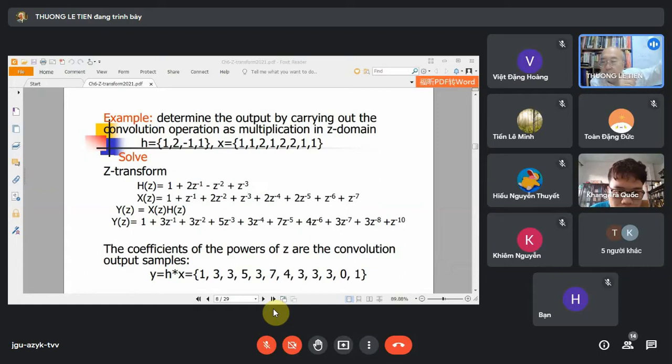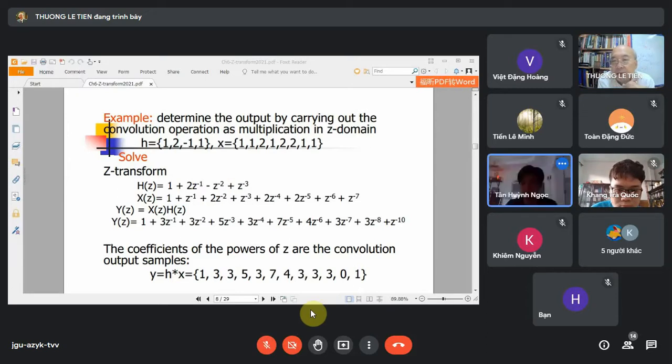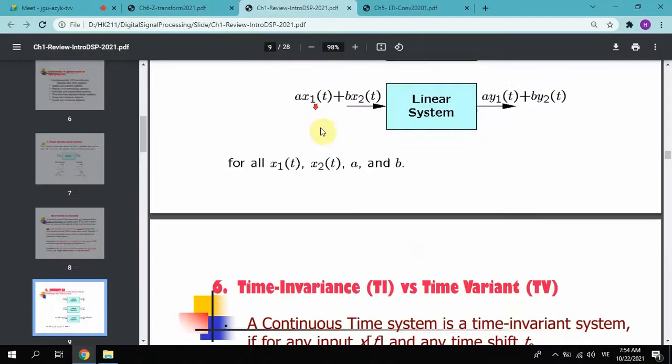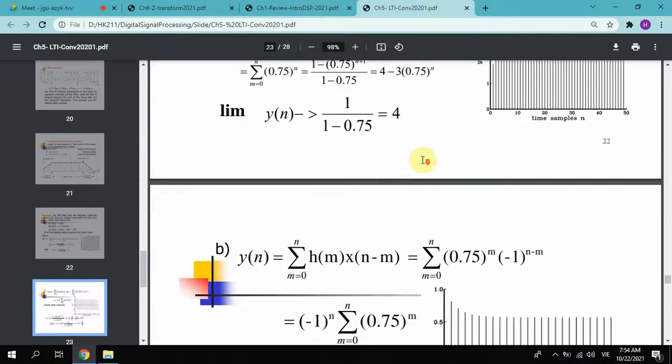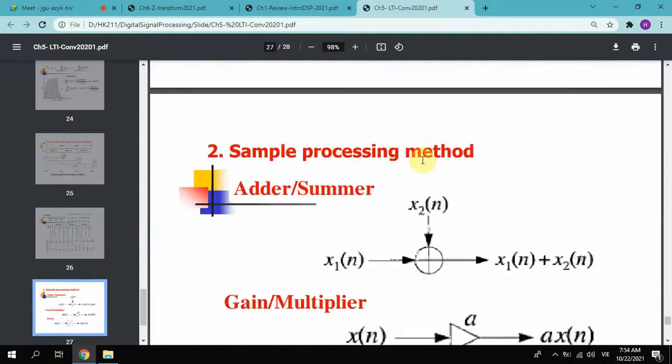If we link to the previous chapter. Still thinking about it. Okay, Huỳnh Ngọc Tân. Where are you? Tân. Huỳnh Ngọc Tân. Yes, sir. Okay. Now, okay. What is your answer?